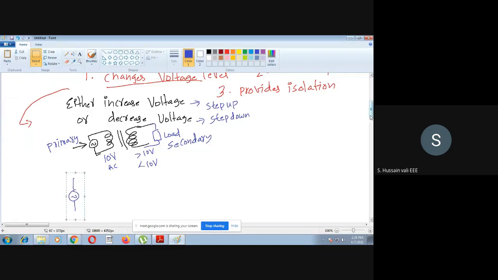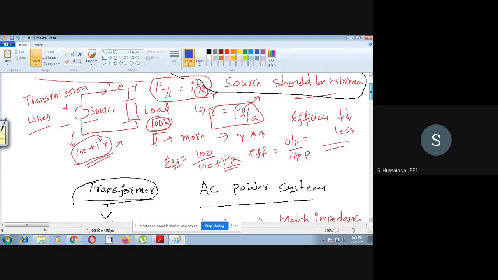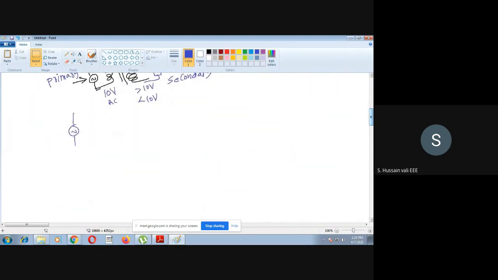I said one important thing and I will repeat it. In case of a DC power system, the distance between the source and load should be minimum, but that problem can be rectified in case of AC. So we can have the load here at a very long distance also, no problem. That problem can be easily solved. Let's see how it can be solved.